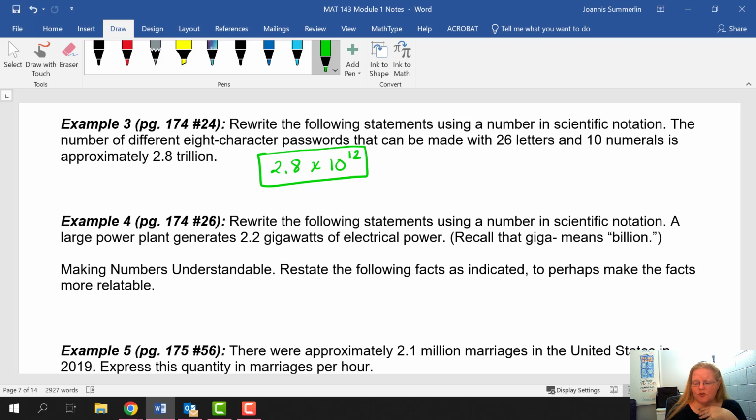Rewrite the following statements using a number in scientific notation. A large power plant generates 2.2 gigawatts of electrical power. Recall that giga means billion. So 2.2 is already written for our first number. Times billion, we said, was 10 to the 9th power.